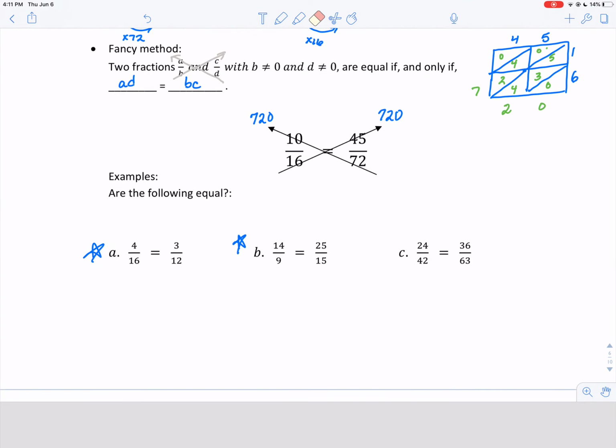So in class, I would like for you to turn in A and B and determine if those are equivalent using any of the 4 methods.